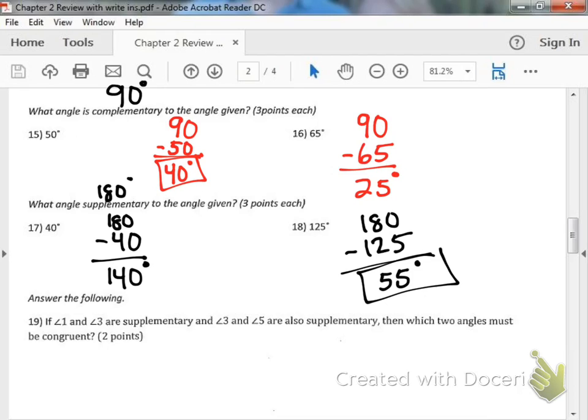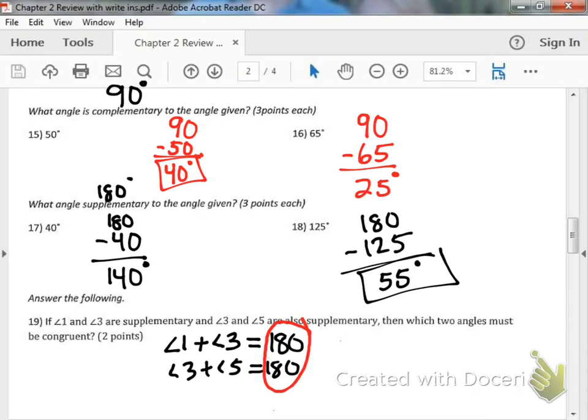All right, this next one, number 19, is actually a theorem that we learned earlier. I'll kind of explain it in writing. You don't have to write all this out, though. So what this is saying is that angle 1 and angle 3 add to 180, right? They're supplementary. Angle 3 and angle 5 also add to 180. It is asking you which angles have to be congruent. Well, look, they equal the same number when you add them, right? The 3's have the same measure, they're the same angle. So that means that which ones have to be the same? 1 and 5. That's the only way those equations will work.